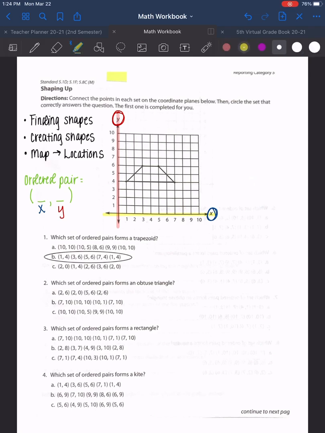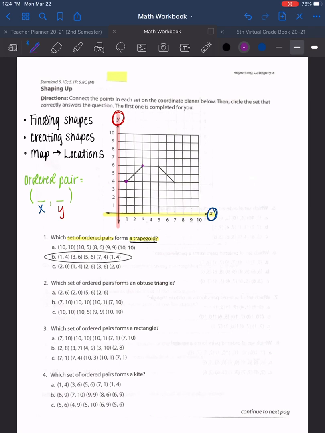So for number one, they've already completed it for us, but we're still going to just go over it a little bit, and then we will practice two more. I like to highlight them. So in the question, it's asking which set of ordered pairs forms a trapezoid. So here's where it is important that we remember and recall our knowledge about shapes, because it's asking us about shapes and we need to be able to know which shape is which. So in this question, we are looking for a trapezoid.